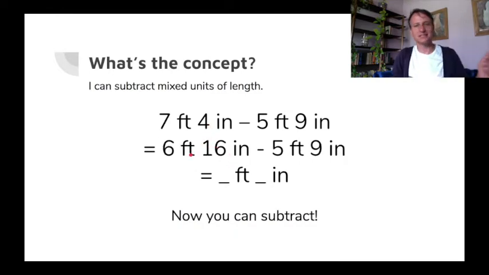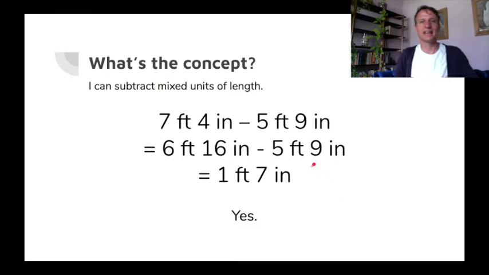So 6 feet, 16 inches minus 5 feet, 9 inches. Well, 6 minus 5 is 1 foot. 16 minus 9 is still 7 inches. 1 foot, 7 inches. Hey-yassa!